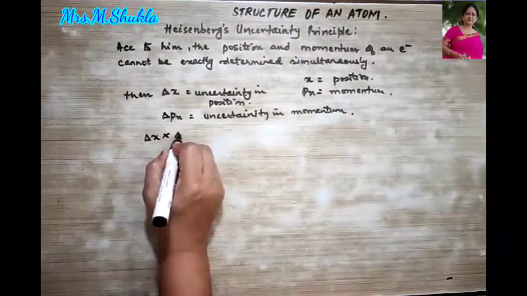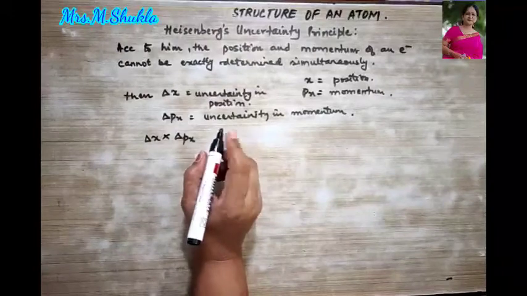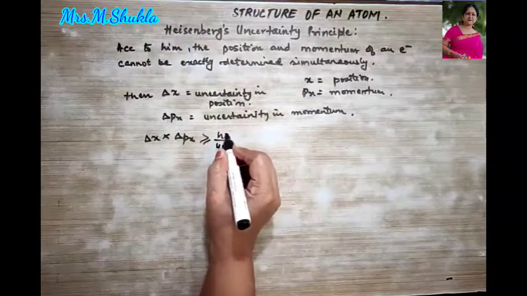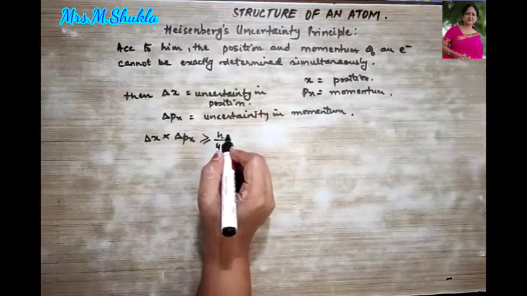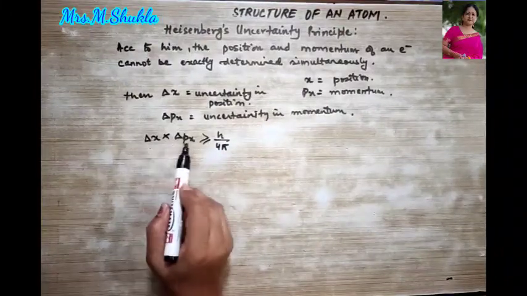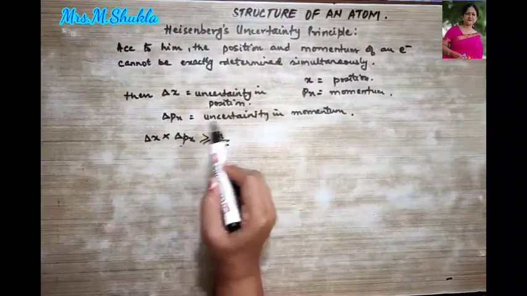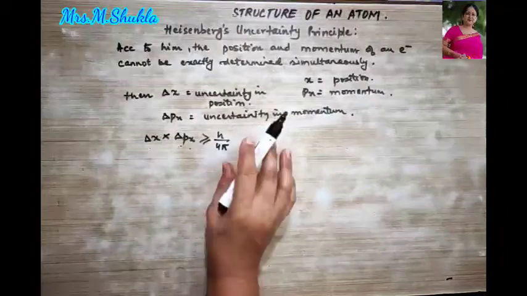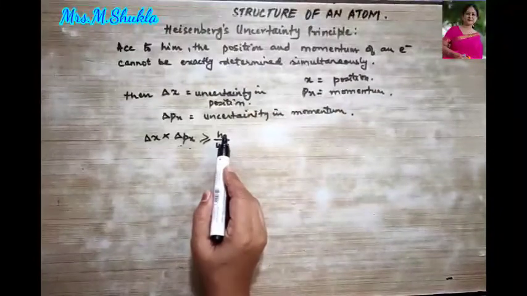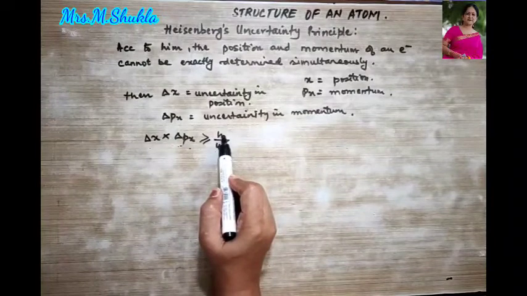delta x into delta px is always, remember, a positive value. It can be equal to h upon 4 pi, where h is Planck's constant. Once again I say, delta x into delta px, the uncertainty in position into the uncertainty in the momentum, is always a positive value and it has a minimum value which is found to be h upon 4 pi, where, as I said, h is Planck's constant.